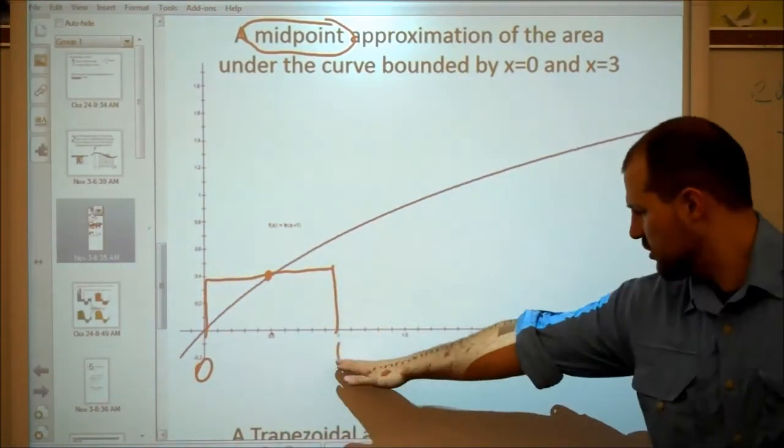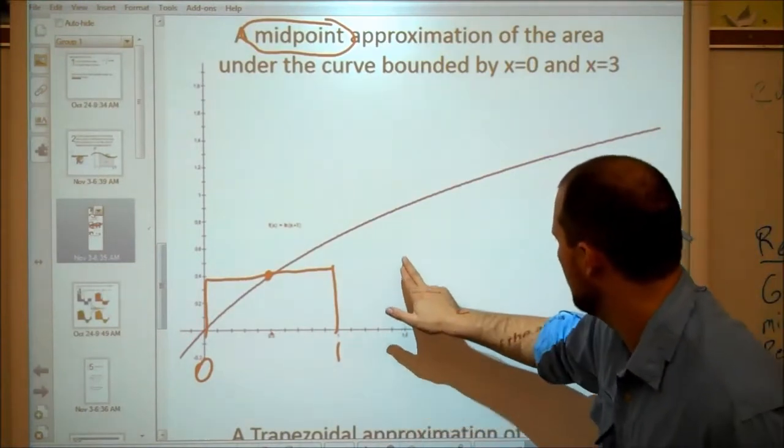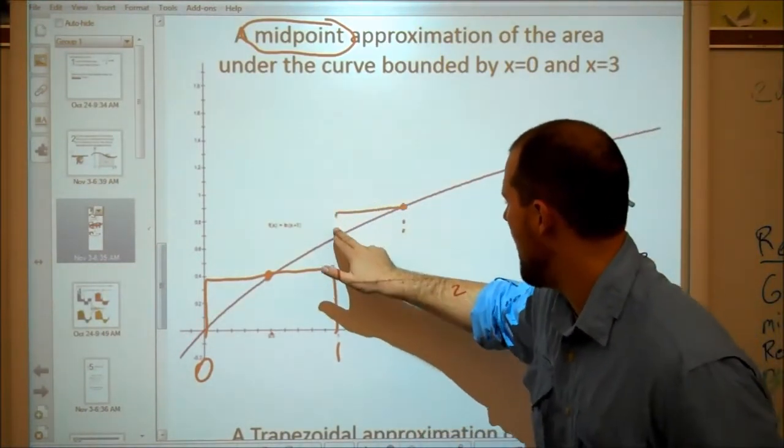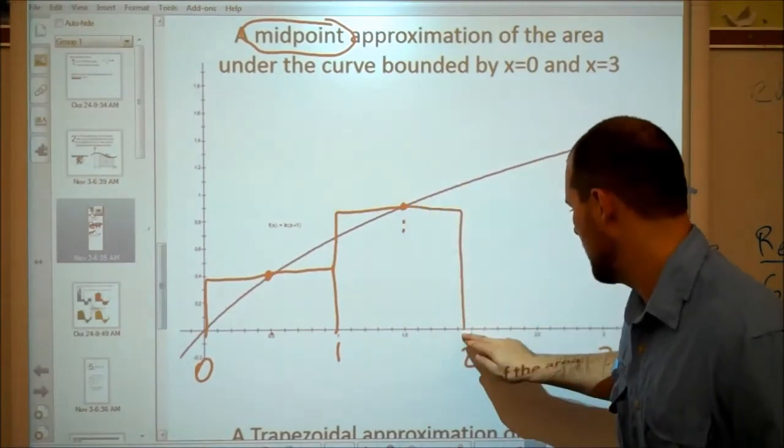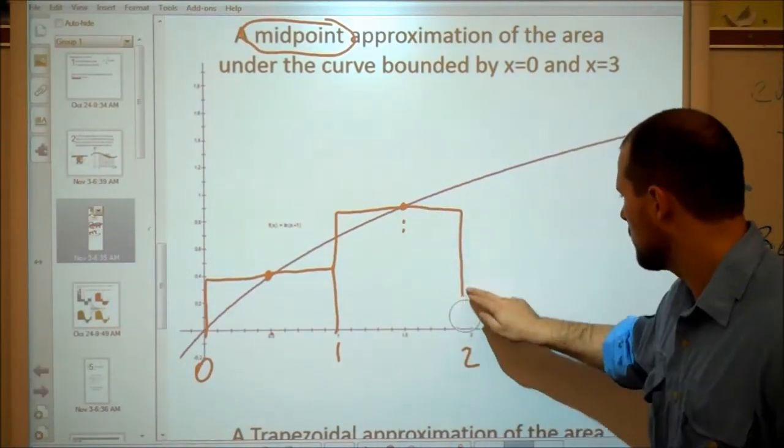Let's go to the next one. This goes from 1 to 2. The midpoint is 1.5. I'm going to go straight up from 1.5. That is the y value that defines this subinterval. Look, I missed. I'll try again.